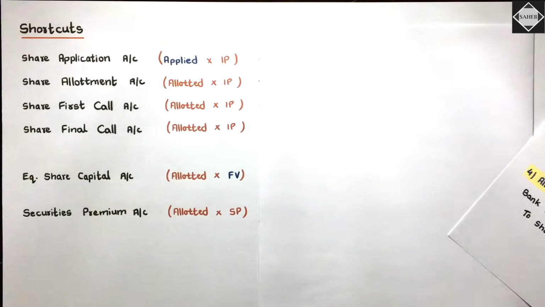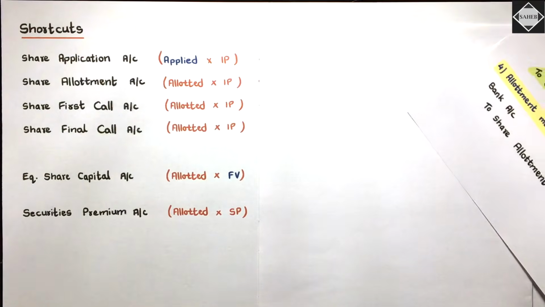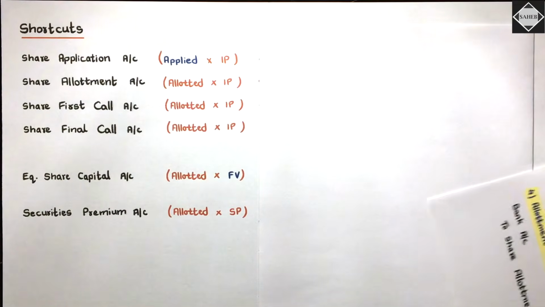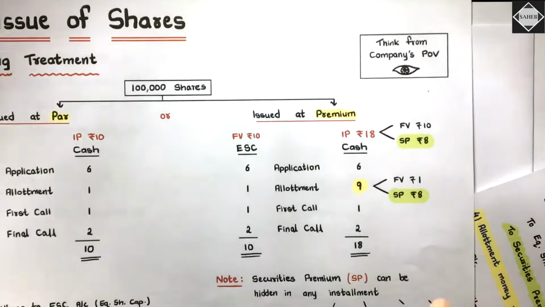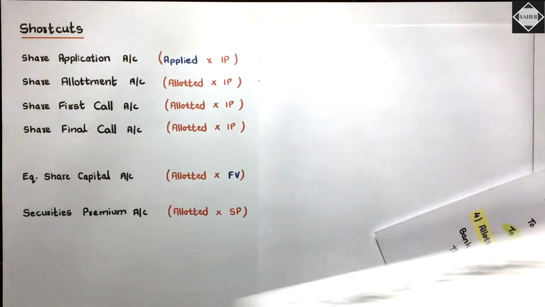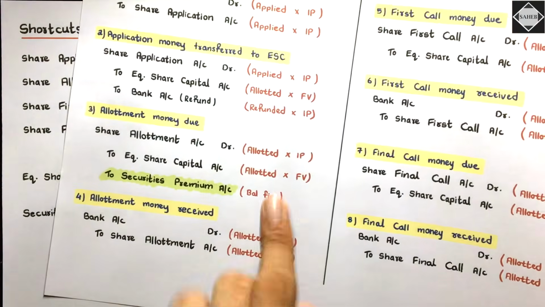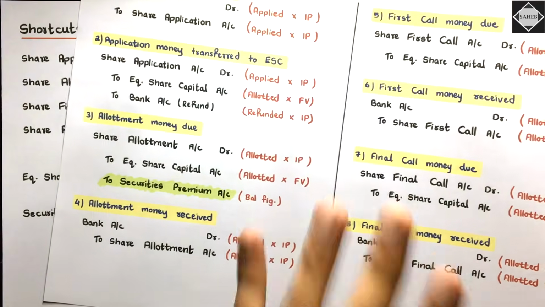And then securities premium, what will come? Allotted shares into securities premium. That was what? Allotted was 1 lakh shares into 8, so 8 lakh went into securities premium, like that. But I tell you, always take it as a balancing figure. That way it is simple.